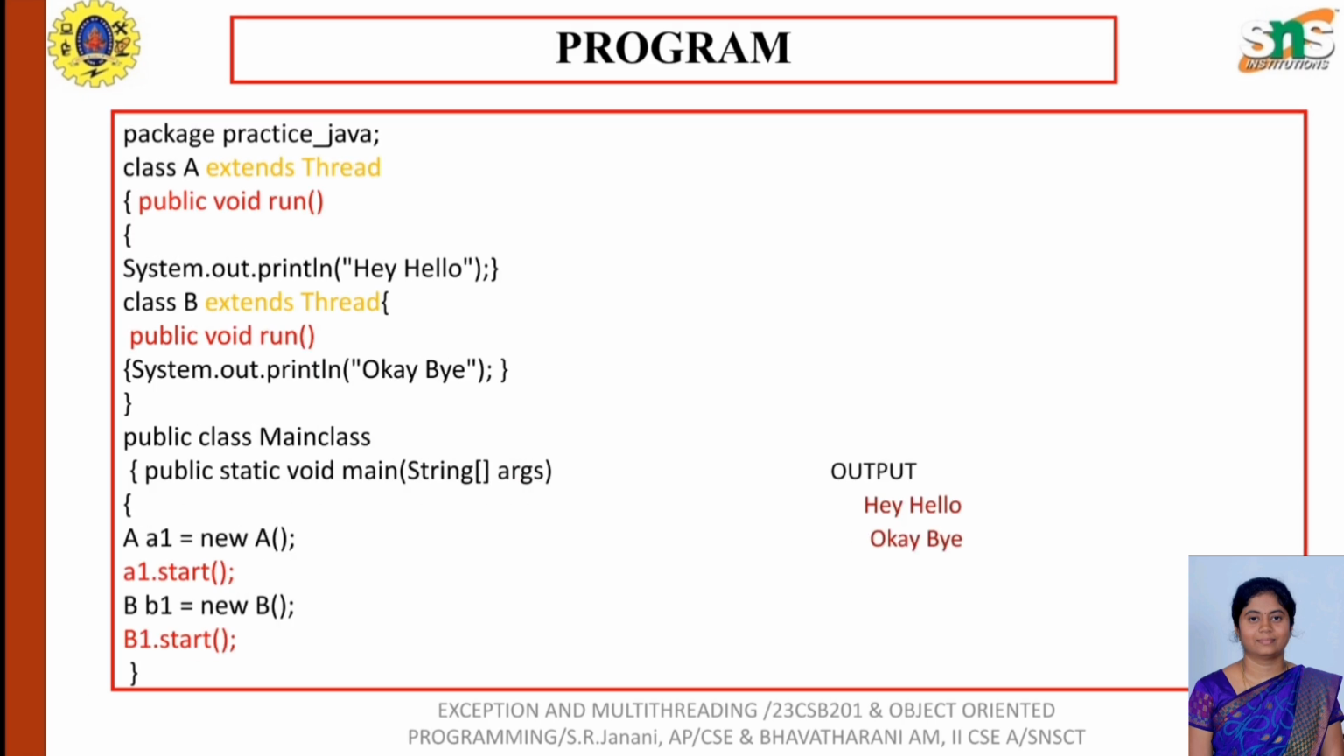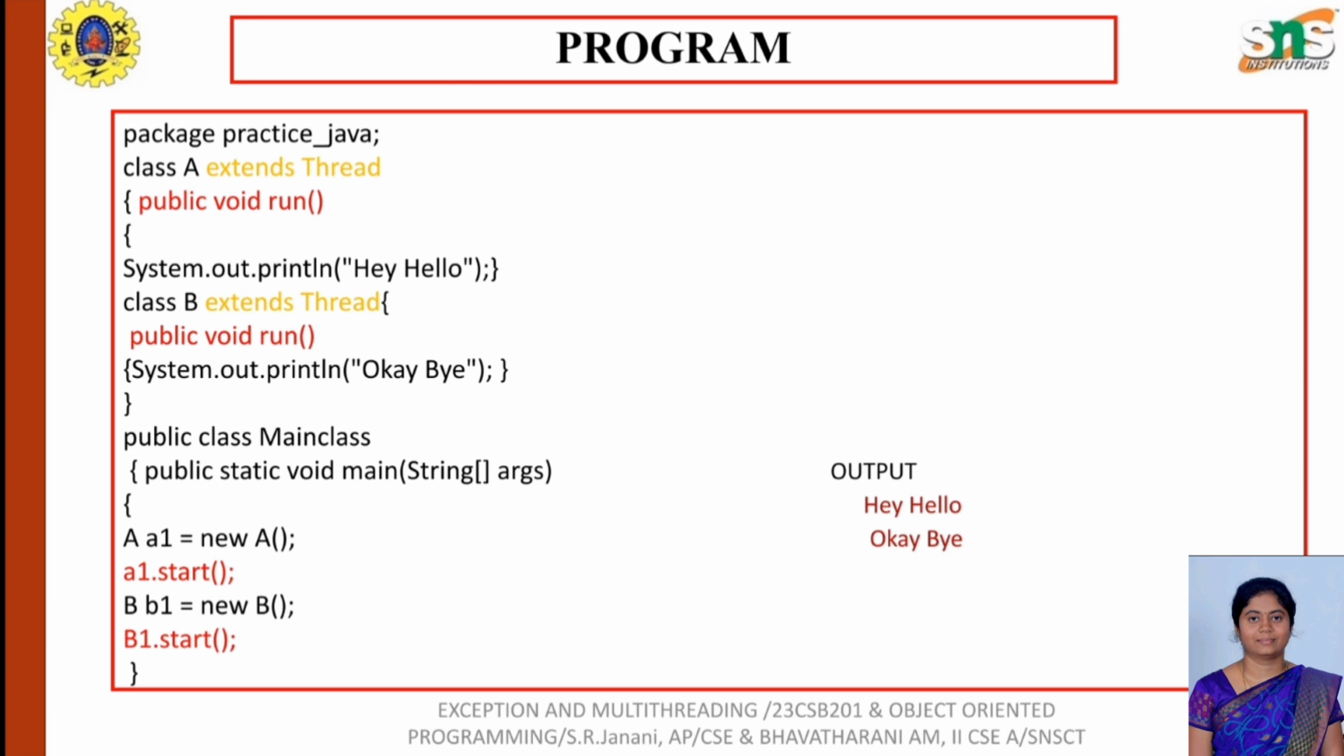For example, in the program, package practice Java, we have class A, and extends Thread is given for class A. Then class B is created, and extends Thread is given in the same way. So two classes, class A and class B, are created. Class A has a print statement, hey hello, and class B has okay bye.